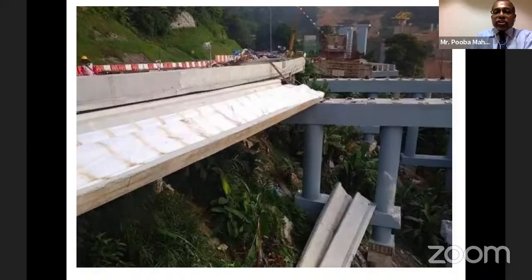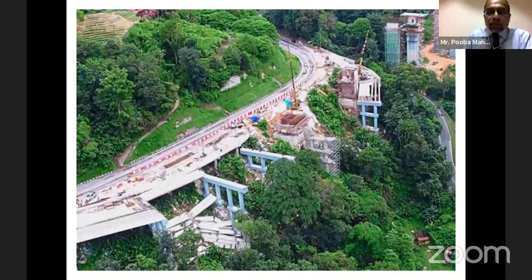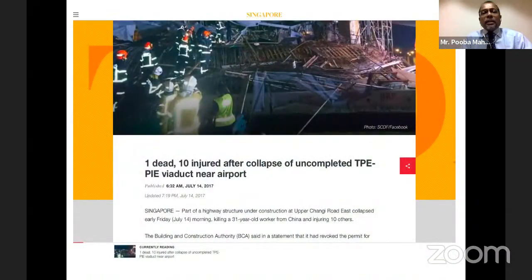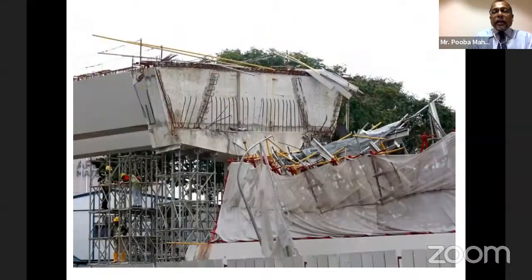I just want to start the discussion by showing you this one, which is one of them, the beams falling down. Now I have another one here: 1 death and 10 injured after collapse of uncompleted TPE PIE viaduct near the airport. This one happened in Singapore. During the construction, the contractor was pouring concrete when this happened at 4 o'clock in the morning. This is actually the detailed photograph of the loss. And the problem was blamed on the design.